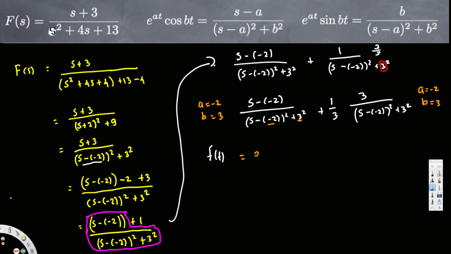When we do that, this is going to turn into e^(at), and a is negative 2, so this is e^(-2t), then cos bt, where b is 3, so cos 3t. Then here we have plus 1 over 3, and then e^(at) with a equal to negative 2, so e^(-2t), and then sin bt, where b is 3, so sin 3t. And this is going to be our transformed function.